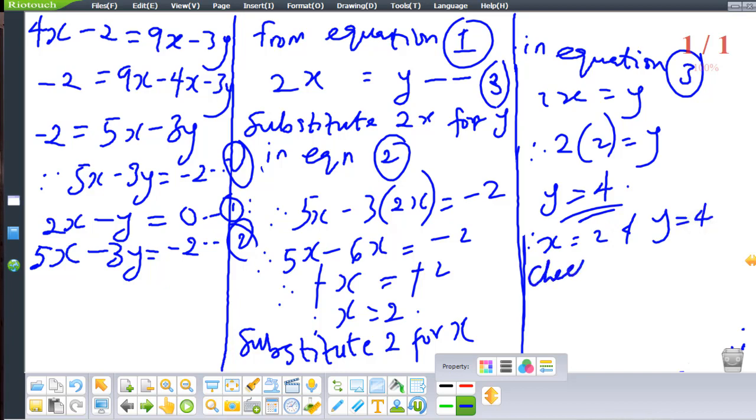You can check by going to the initial equation given. Actually, we could check this by using any of the initial equations given. The initial equation given is 3 raised to the power 2x minus y is equal to 1. Now let's substitute these figures into x and y and see if we are going to get 1.